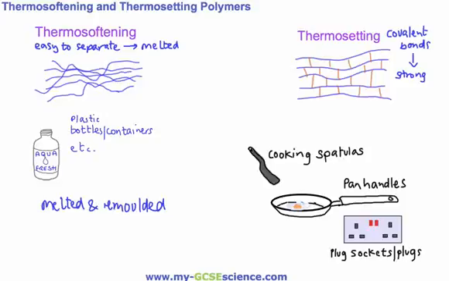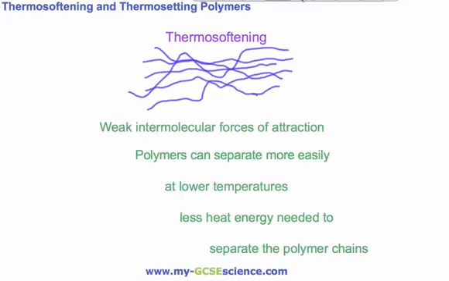Now, the last thing I want to go through is actually for the higher tier. This is all for the higher tier, and you should be able to explain why thermosoftening polymers are easy to separate out and why they can melt. And really, I've highlighted it down here for you. We've got weak intermolecular forces of attraction. Okay, again, don't mix these up with covalent bonds. So there are forces of attraction between the chains, but they are very weak, and that means the polymers can separate more easily at lower temperatures. Another way to say that really is less heat energy is needed to separate the polymer chains.